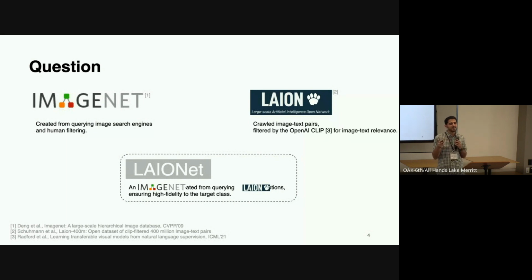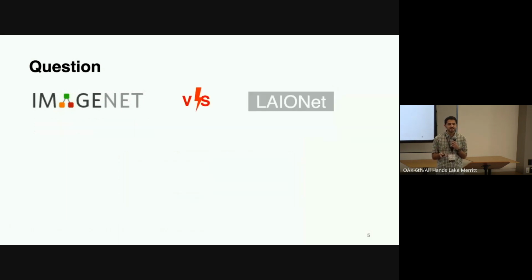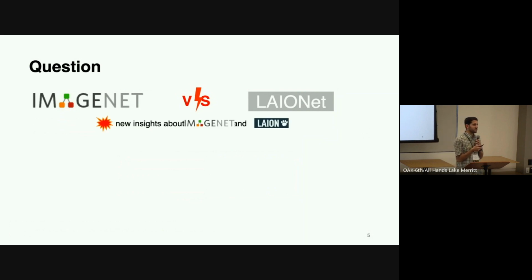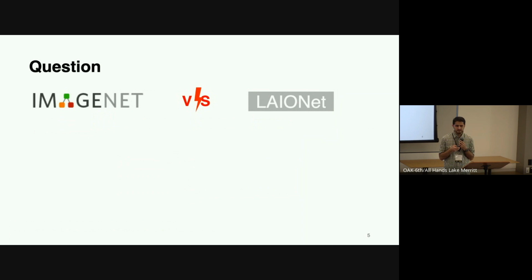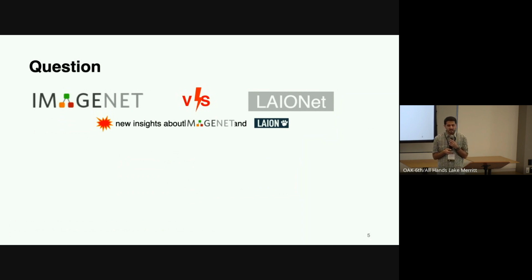Okay, we can create a dataset named LAIONet. Why do we need this? I'm going to compare it to ImageNet. And I think we are going to learn something about both ImageNet and LAION. And that's interesting because this is also going to have some prescriptive value for future dataset generation.